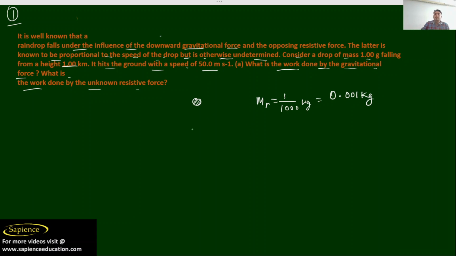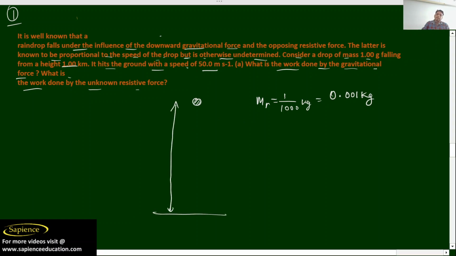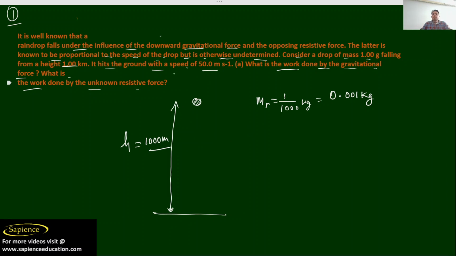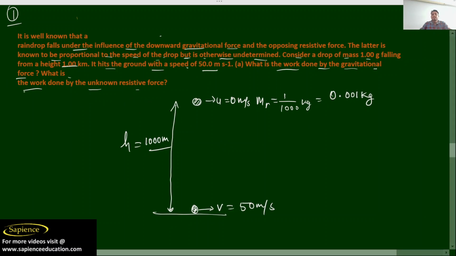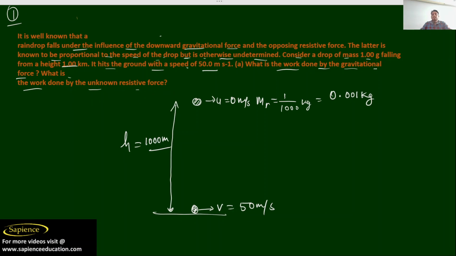It is falling from a height of 1 kilometer. Let this be the ground surface. So height is equal to 1000 meter because it is 1 kilometer. It hits the ground with a velocity of 50 meter per second. So its final velocity v is 50 meter per second, and its initial velocity u is 0 meter per second. What is the work done by the gravitational force, and what is the work done by the unknown resistive force?